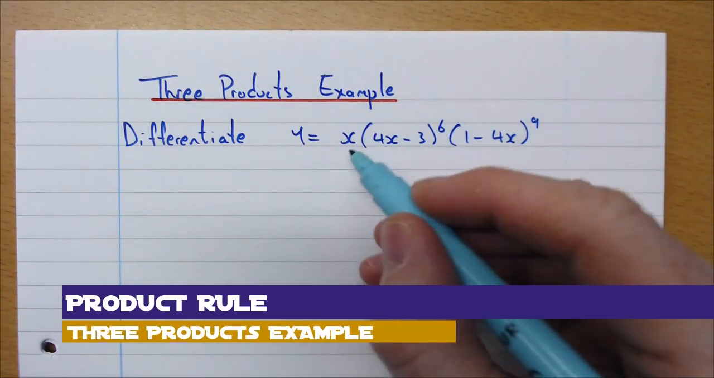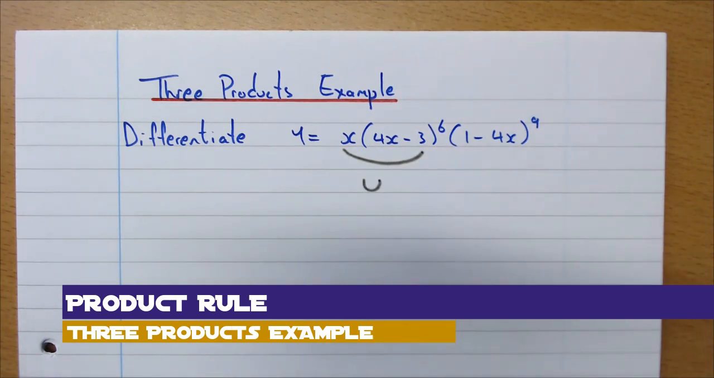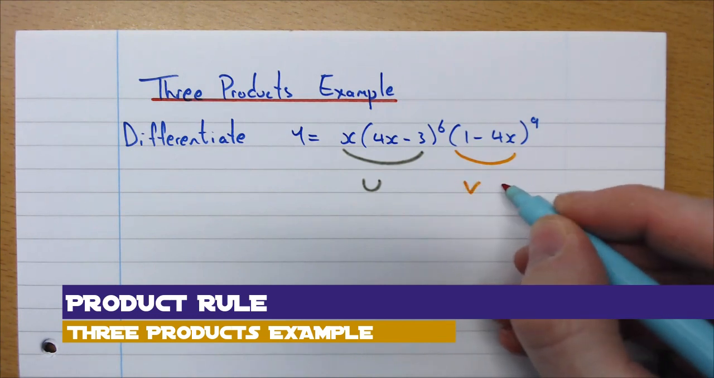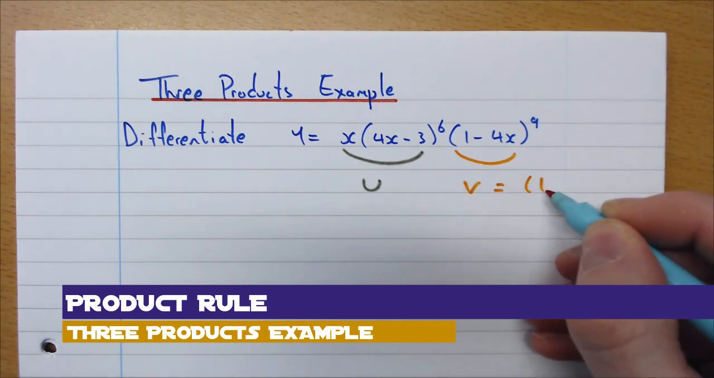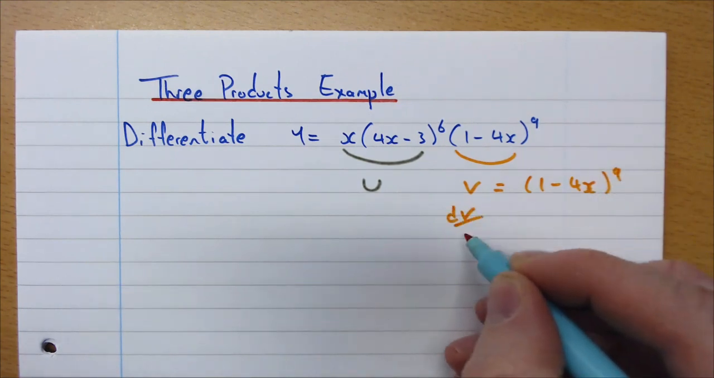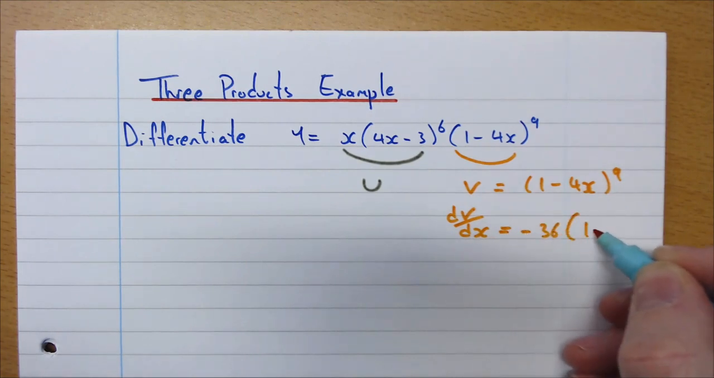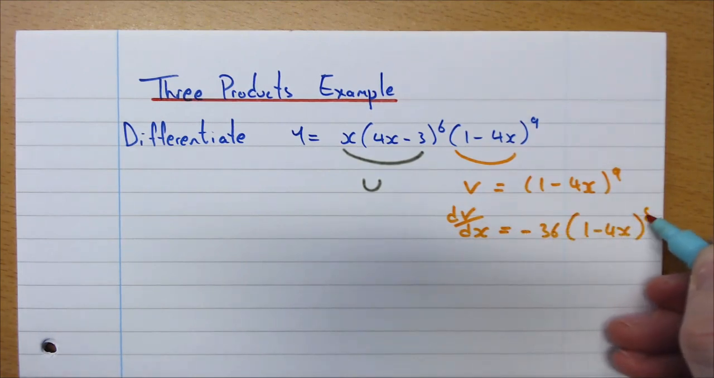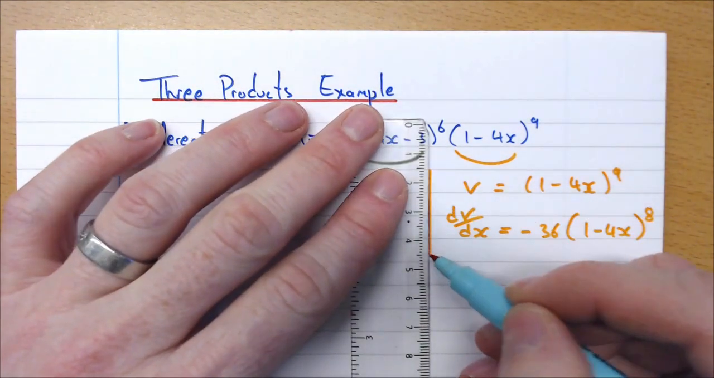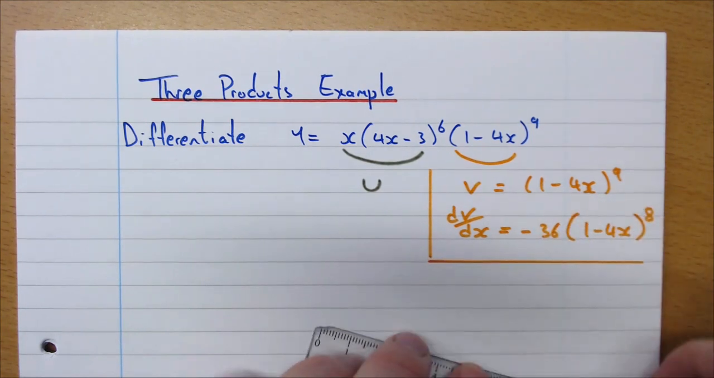Now, the three products example, strap yourselves in. This is going to be a long one. For three products, you do two of the products in one go and one of the products at the end. So I'm going to start with the last one. This last bracket, v equals (1 - 4x) to the power of 9. If I differentiate that, that's quite straightforward. 9 times minus 4 gives me minus 36, and then my bracket to the power of 8. The other bit, I'm just going to partition off to the side of the page so I've got it hanging on there. I don't want to mix it up with anything else.